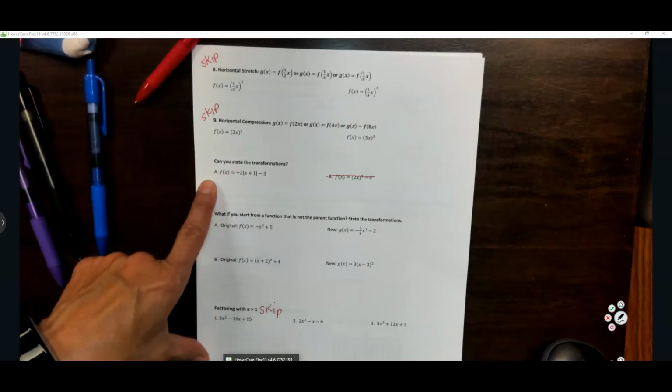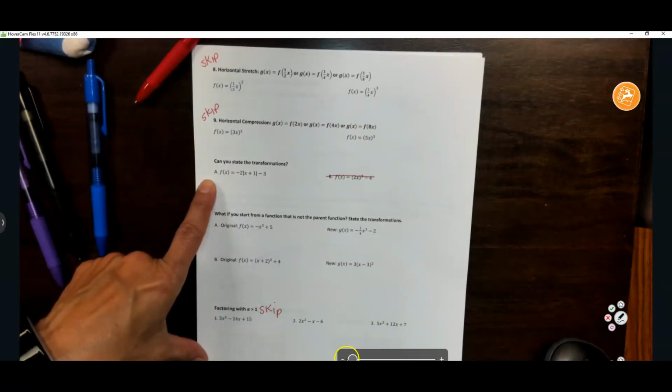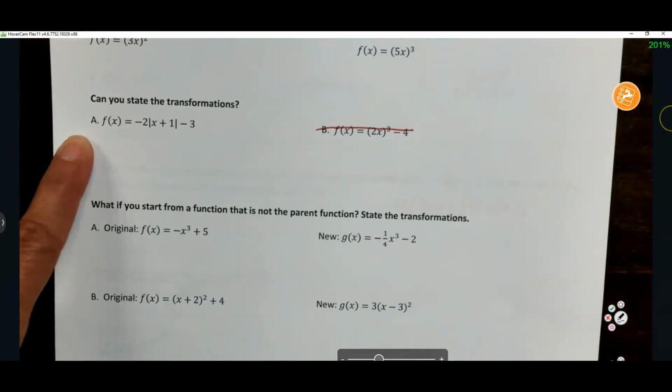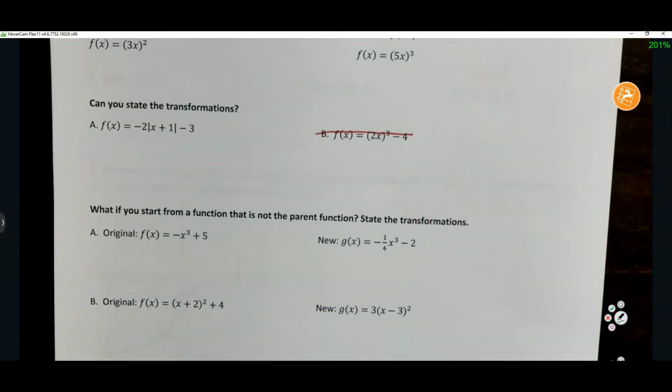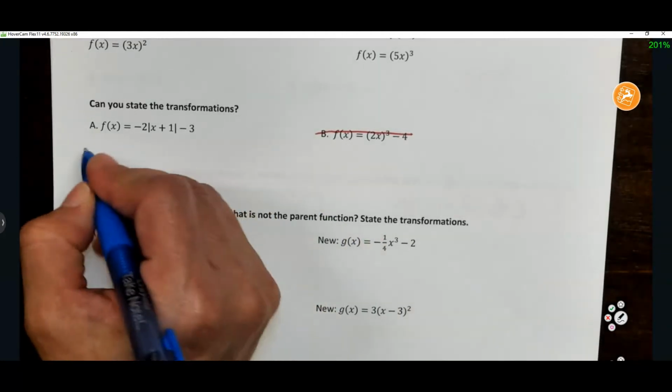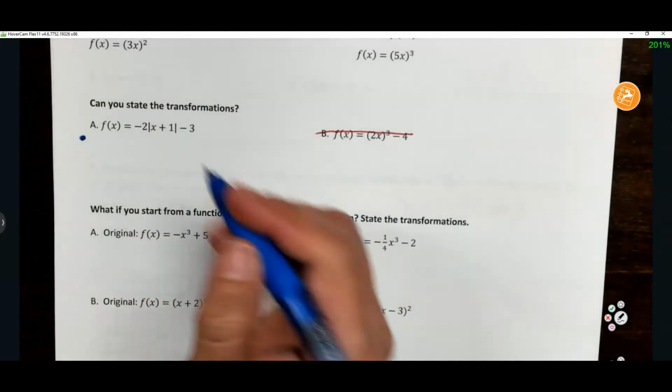Start with, can you state the transformations on the upper half of the page? It says a letter A next to it. That's where we're at right there. So now that you know everything, it's time to start knocking this stuff out. So on this right here, right after the equal sign, what is the first thing you see? Just the symbol. What symbol is that? It's negative. What does negative tell you guys? Vertical reflection. So that's one transformation. Then you have the 2. What does the 2 mean? Vertical stretch. So you need to write a bullet.